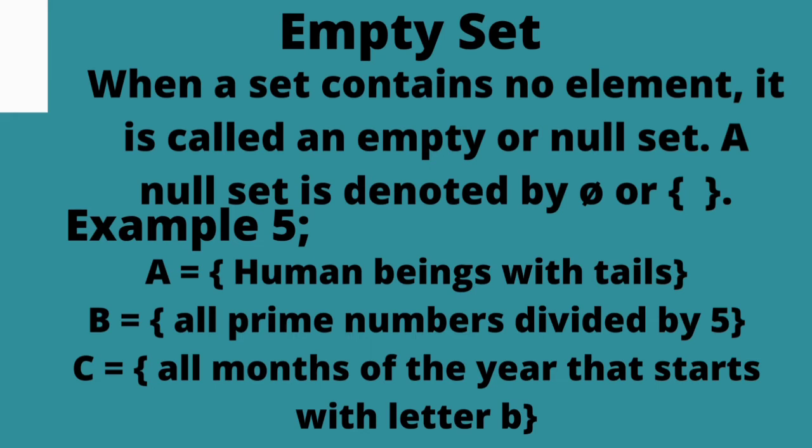So it is called what? An empty set. C is all the months of the year that starts with the letter B. There is no month in the year that starts with the letter B. So all these three examples are empty or null sets. All right?